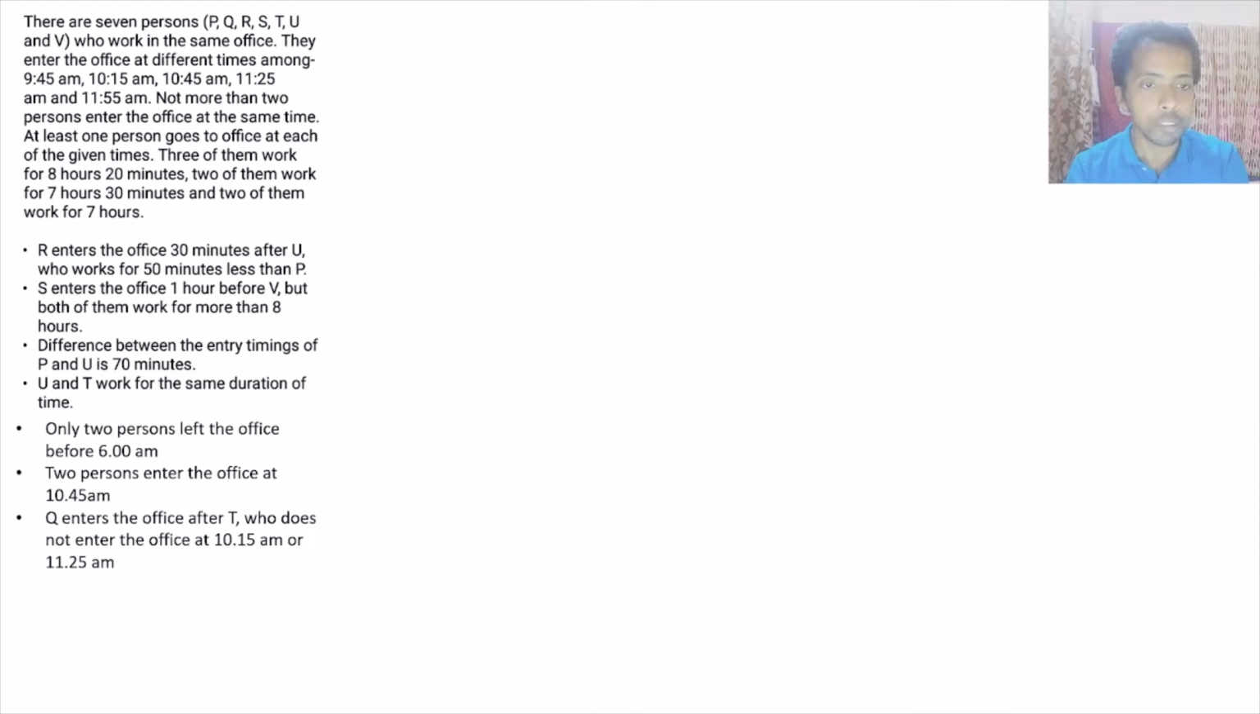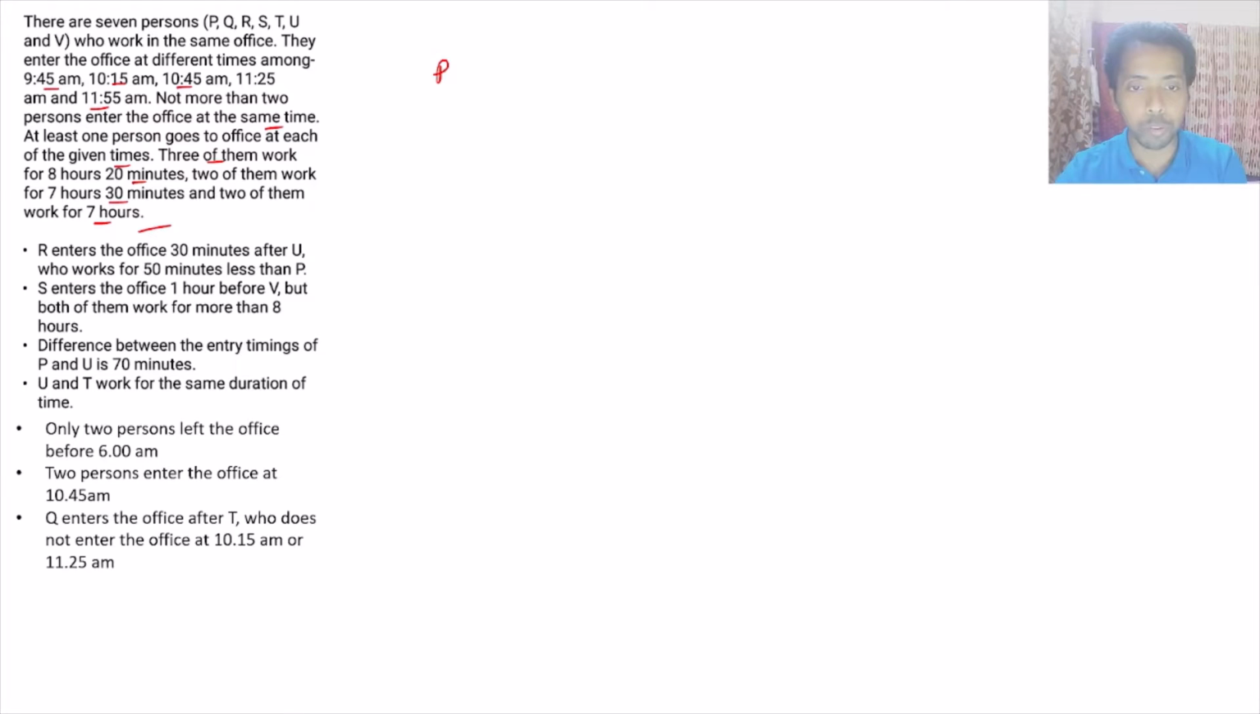There are 7 persons who work in the same office. They enter the office at different times, that is among 9:45, 10:15, 10:45, 11:25 and 11:55. At least one person goes to the office at each of the given times. Not more than 2 persons enter the office at the same time. And the time duration is 8 hours 20 minutes for 3 persons, 2 persons work for 7 hours 30 minutes and 2 of them work for only 7 hours. So these are the basic inputs here.